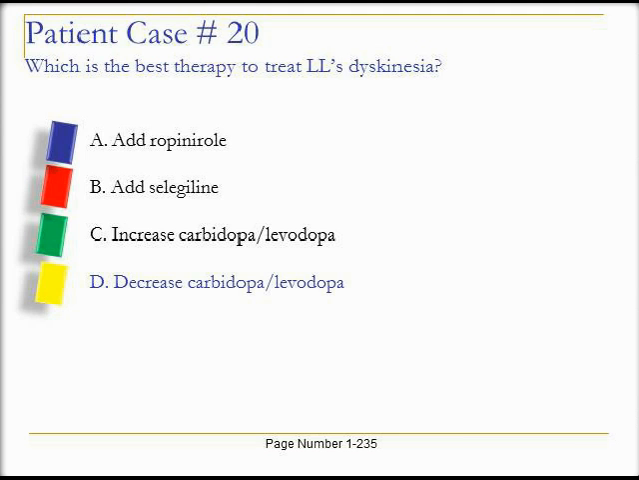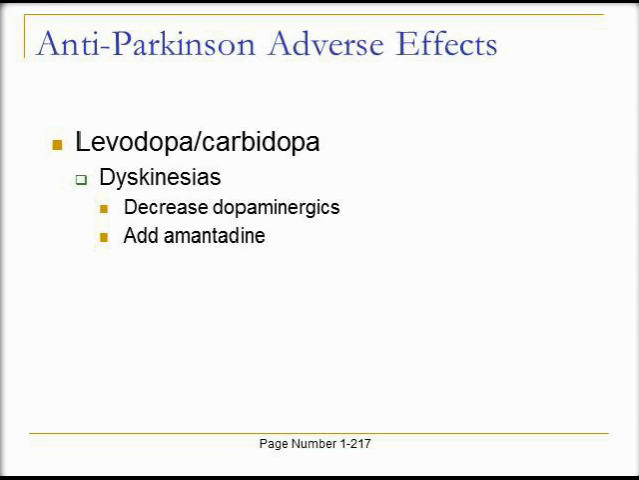Okay, right. In this case, we want to decrease the carbidopa-levodopa, the answer D. So one of the adverse effects, and this can happen actually with any of the dopaminergic drugs, but it's probably most commonly associated with carbidopa-levodopa, is dyskinesias. So these are unusual movements, sort of dance-like or choreoform movements that occur when the concentration of dopamine gets too high, basically. So the basic answer there is to start decreasing dopaminergics.